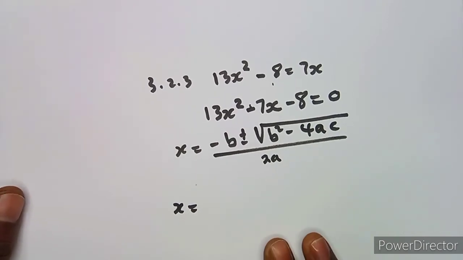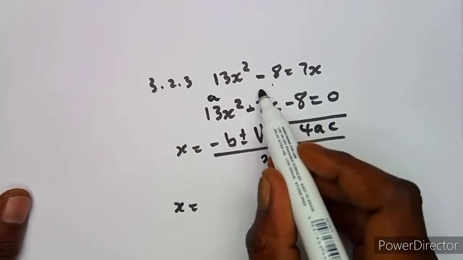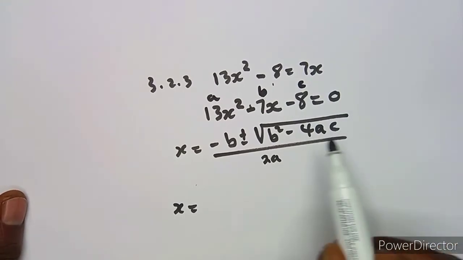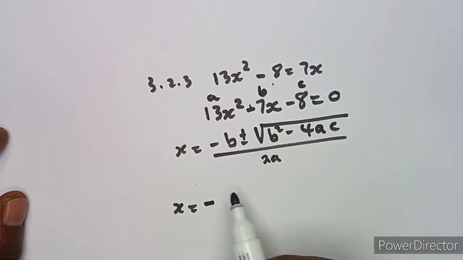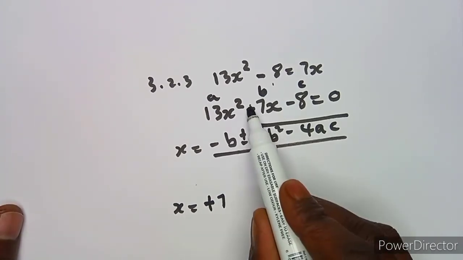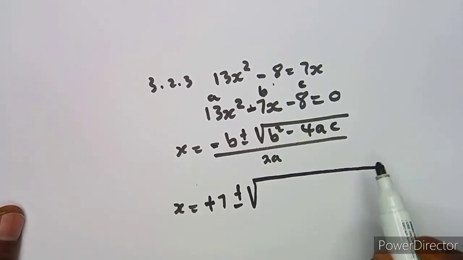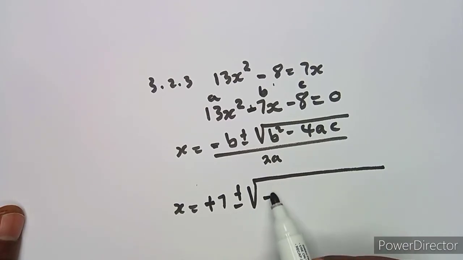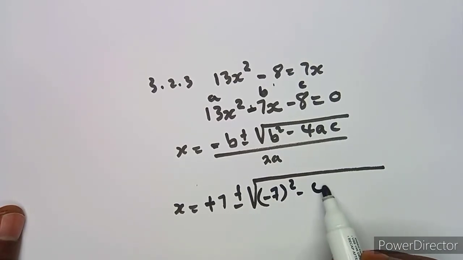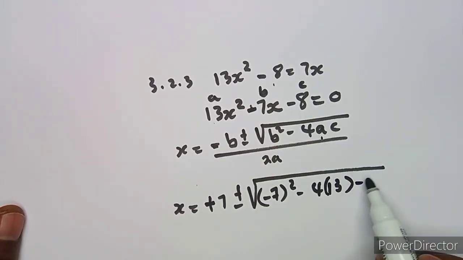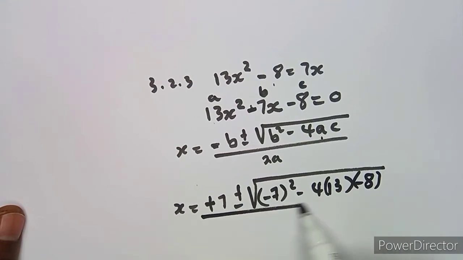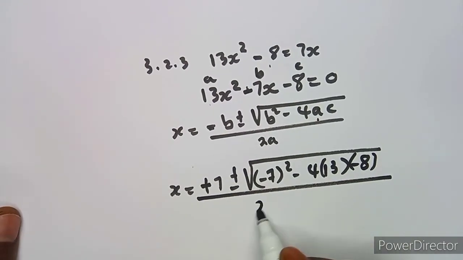So that's our a, our b, and our c here. So you're going to have minus b, which is minus 7, so minus and minus, take note, it's plus 7 there, plus or minus the square root of b squared, which is minus 7 in a bracket squared, minus 4ac. Our a is 13 and our c is negative 8. All right, everything over 2a, which is 2 times our a, which is 13.